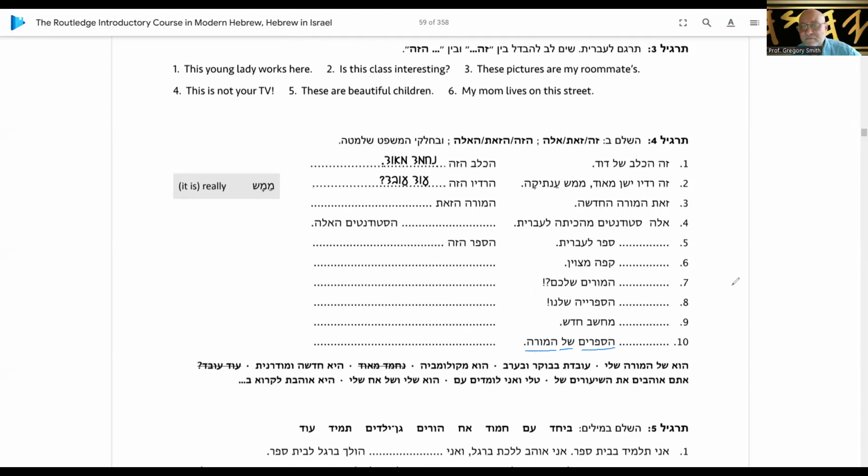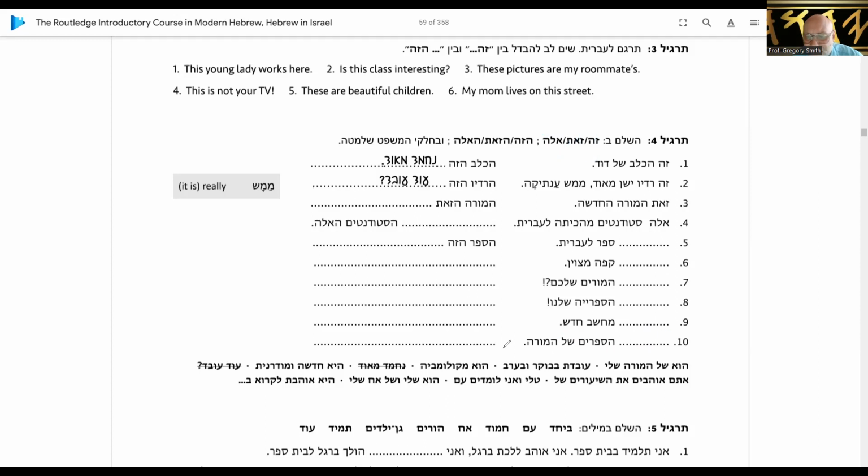Okay, so what are we using out of all of these? We're not going to use this because we're talking about books. We're talking about many. We can't say this books is the teacher's books. We got to make it make sense. So it's going to be Ela. Okay, so Ela hasiprim shel hamore. Okay, so these are the teacher's books. These books belong to the teacher. That's essentially what that's saying.